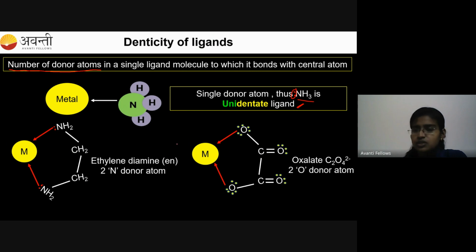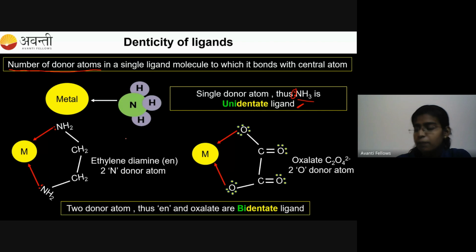And you see one more example. It is oxalate. C2O4 2- is the oxalate ligand. One oxalate contains 2 oxygen donor sites, so oxalate is again a didentate or bidentate ligand. You can call it didentate or bidentate; both are correct. So there are two donor atoms in both ethylenediamine and oxalate, so they are called bidentate ligands. The abbreviation for ethylenediamine is en and for oxalate is ox.